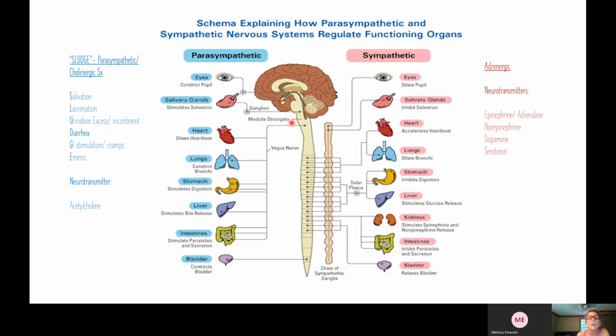So the major nerve that we talked about before in the parasympathetic nervous system is the vagus nerve. All right. And that is the 10th cranial nerve.